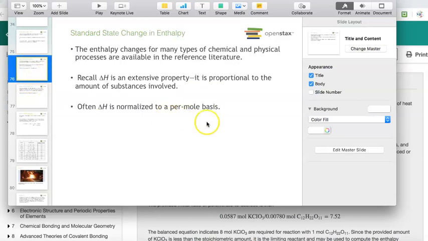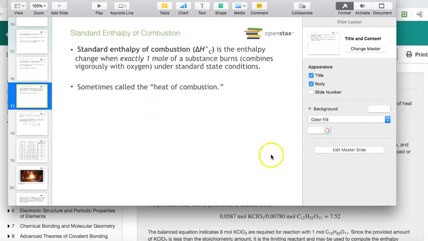All right, so you notice we kind of did that. In the previous calculation, we sort of normalized it to where we could see the energy change on a mole per mole basis.